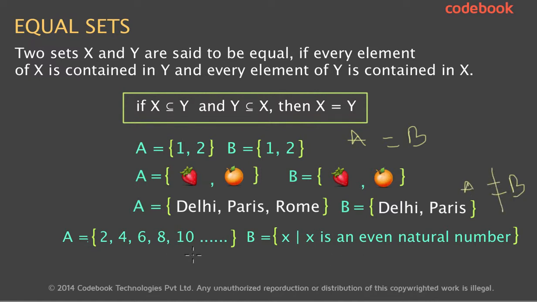So let's look at the final example. Here we have been given {2, 4, 6, 8, 10, and so on}, and in another set we have been told X is such that X is an even natural number. So A is nothing but the set of even natural numbers, as you see, 2, 4, 6, 8, 10, and so on. So this is the roster form and this is the set builder form of the same set. So these two sets are also equal.